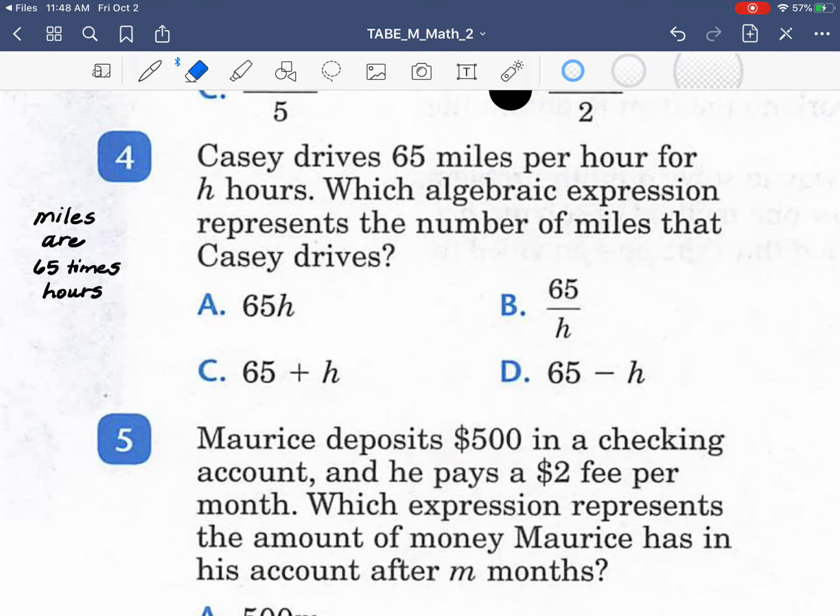We don't want an equal sign, so we need to take out that linking verb and the word that goes with it. So we're left with 65 times, and remember hours. Whoops, I didn't mean to erase it, I meant to mark it out. Hours is the letter H. 65 times H is A.